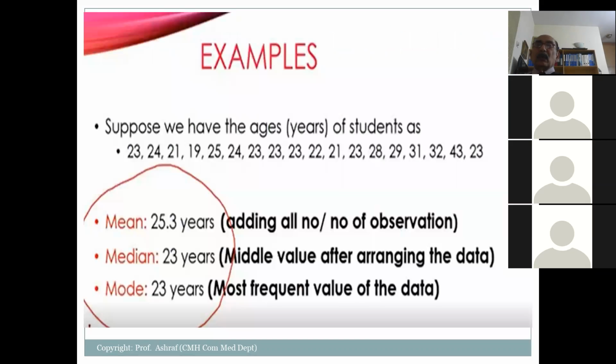So suppose we have the ages of students like this. Now mean is this 25.3, median 23. They are very close. Mode is 23.